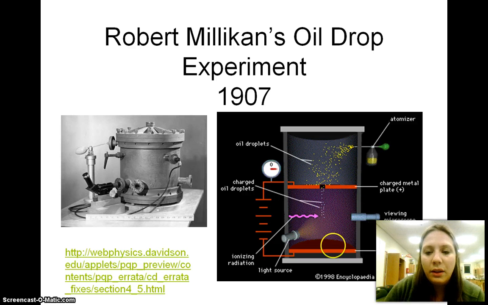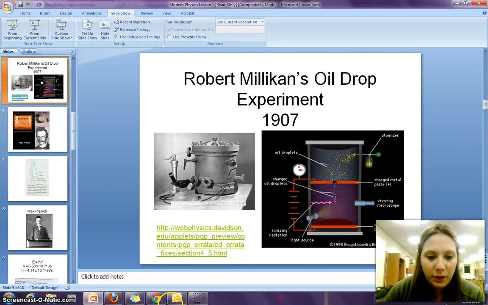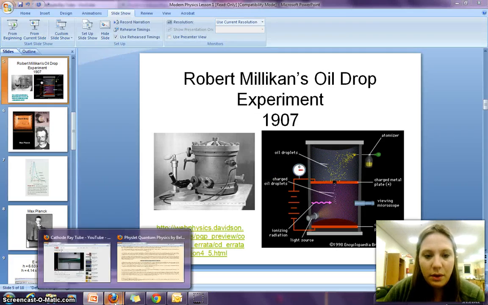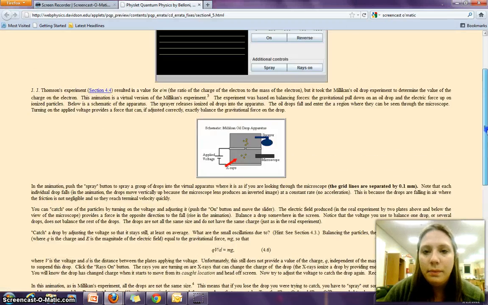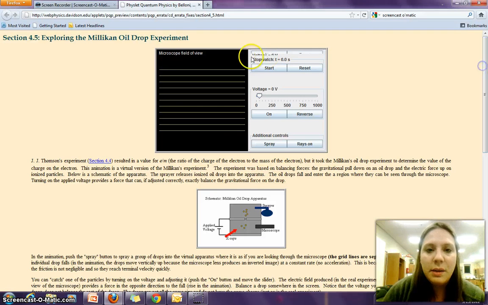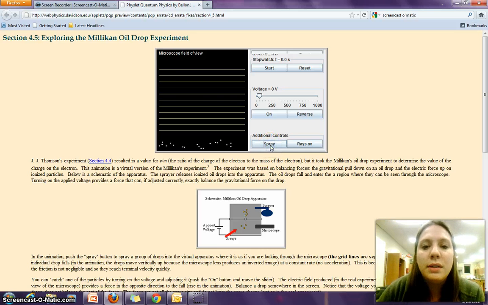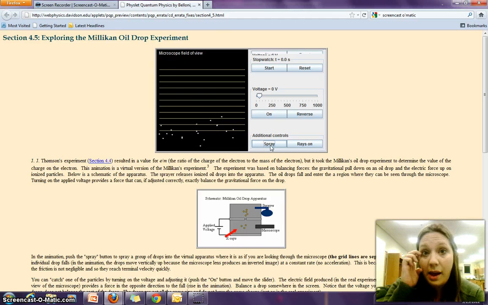Okay, let's go ahead and look. I've got a cool animation to see actually what they saw in the chamber through the microscope view. So it's right here. Okay, so this here is supposed to be the field of view of the microscope. If I hit the spray button, this is like me squeezing the bulb, and you can see that the oil droplets start to fly upwards.